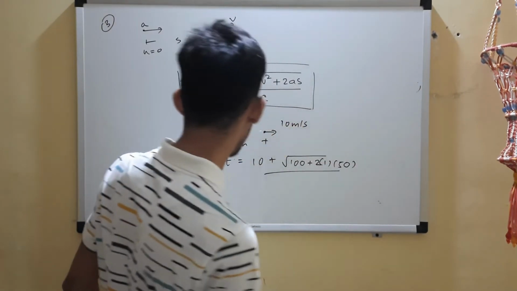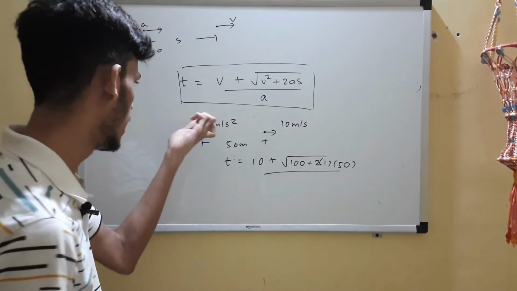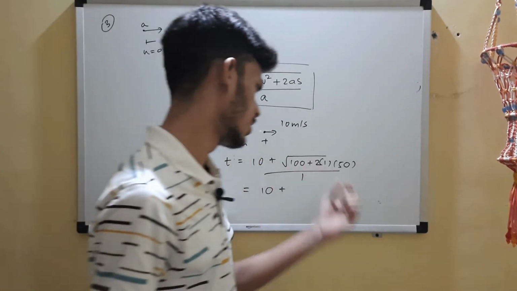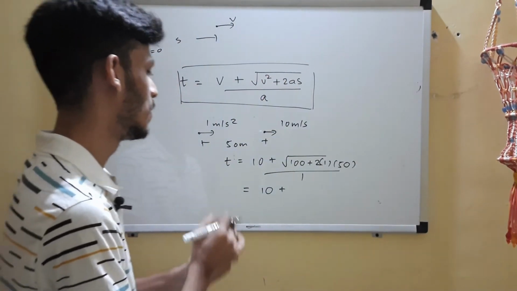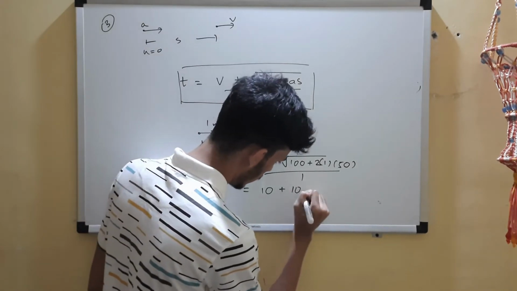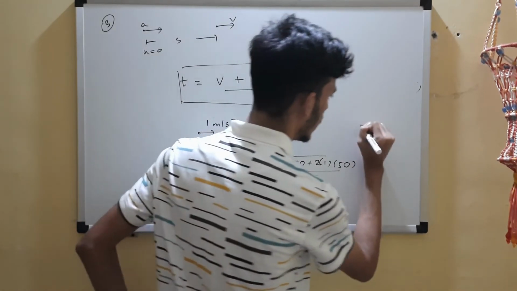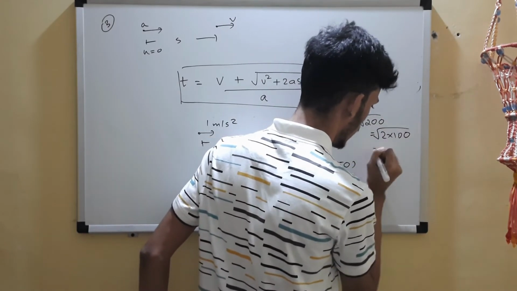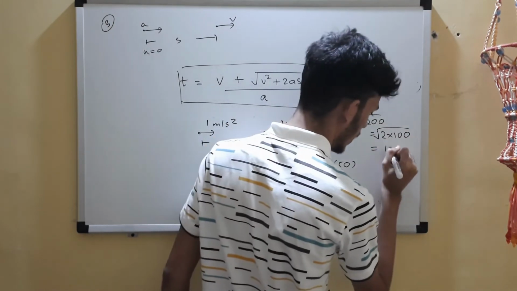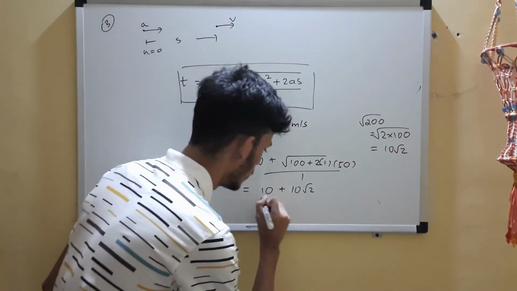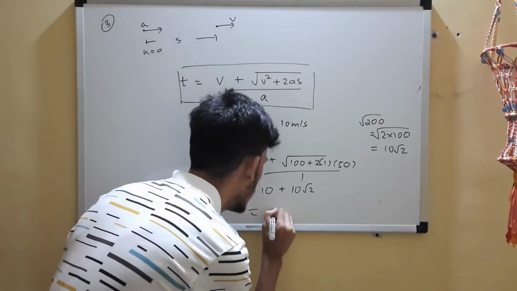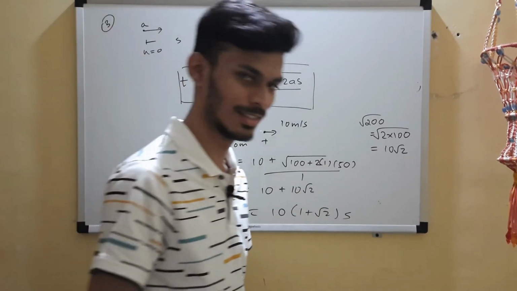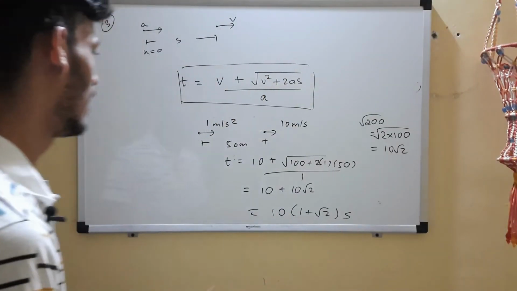50 upon, s upon a, which is, a is 1, right? So 10 plus, this is 100 plus 2 into 50, 100. 100 plus 100, 200, and this you can write as 2 into 100, right? So root 100 is 10, so 10 root 2. Okay, so 10 root 2, that was the mathematical part, and this is 10 if you want to simplify it further. Okay, this is the answer.